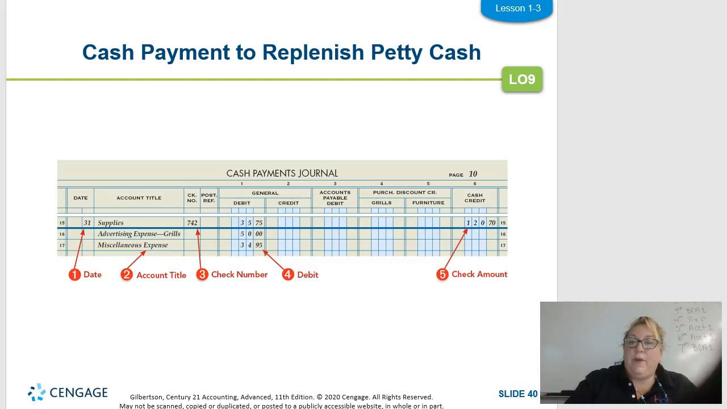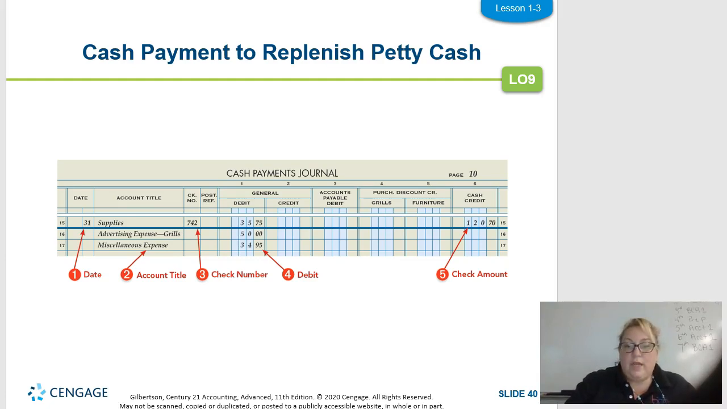So remember, petty cash, when we record it, we're only recording what we buy with the money. So if I have the $100 in my drawer, I only record in my journal what I bought with that $100. Did I buy supplies? Did I buy advertising for grills? They have a miscellaneous. What did I buy with that? And that's what I'm going to record in my journal. If you can remember that, I only record what I spend that money on. You will come around to the petty cash. You'll come around to it.